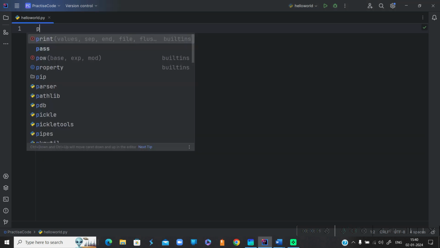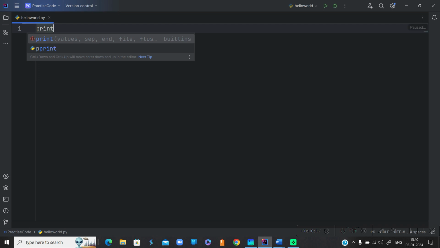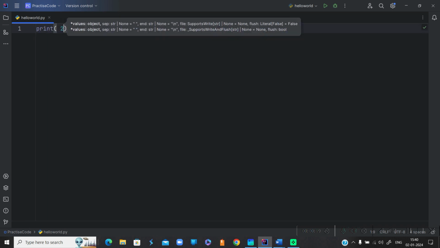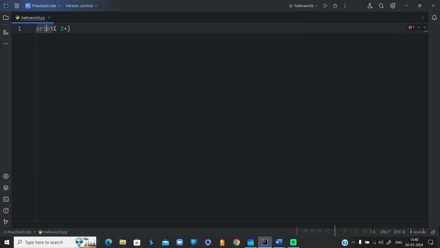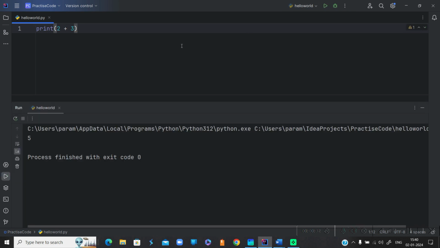Hi guys, in this session I'm going to explain what addition, subtraction, multiplication, and all these arithmetic operations performed with numbers are. So just try to print 2 plus 3. What did we get as output? 5.